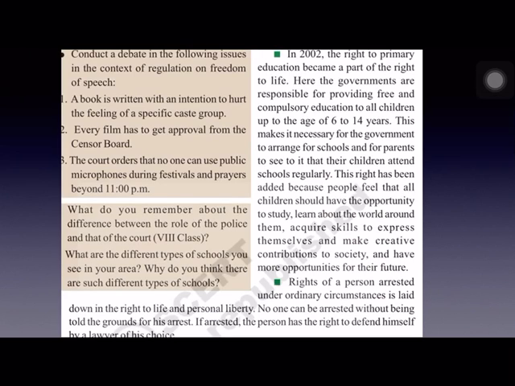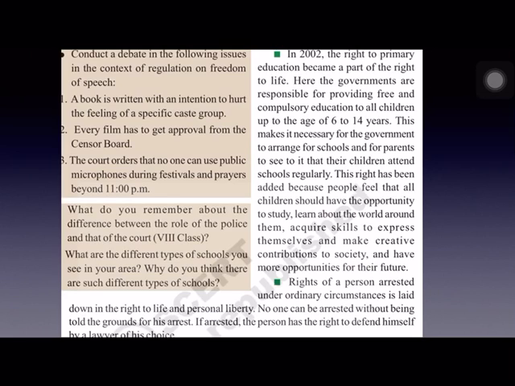In 2002, the right to primary education became a part of the right to life, because without education there is no life. So this right to primary education has been made part of the right to life in 2002. According to this, the government is responsible for providing free and compulsory education to all the children between the age group of 6 to 14 years.